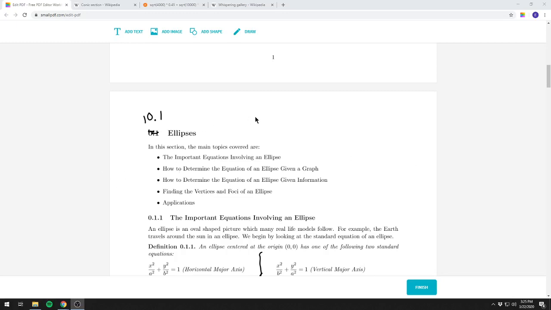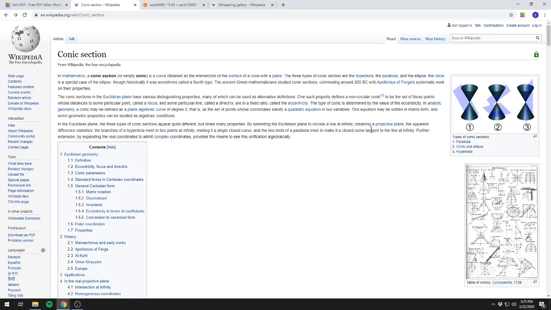This section is section 10.1 on ellipses. And this is the first of the 3 conic sections we are going to study. Now the 3 conic sections that we'll get to, you can actually see them if you look up what a conic section is on Wikipedia.